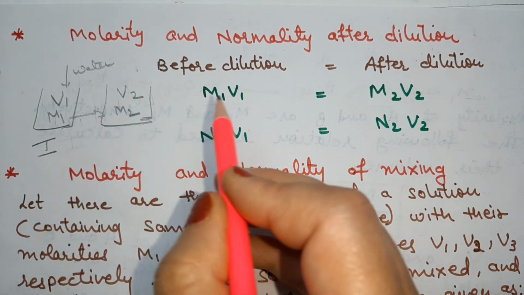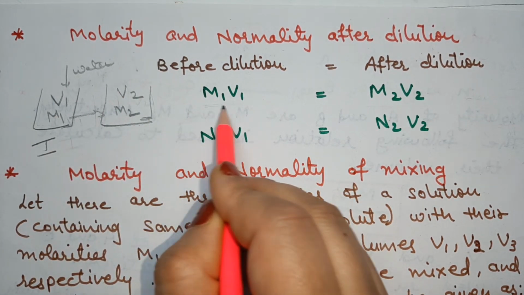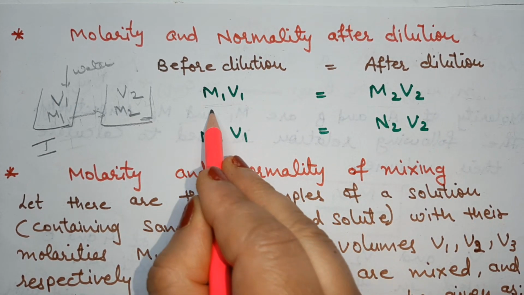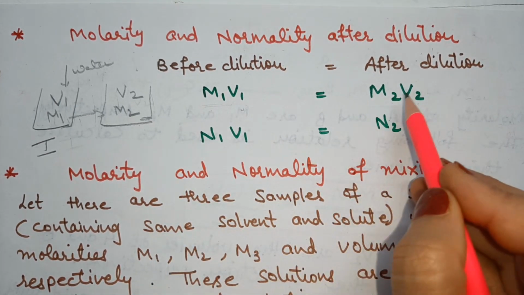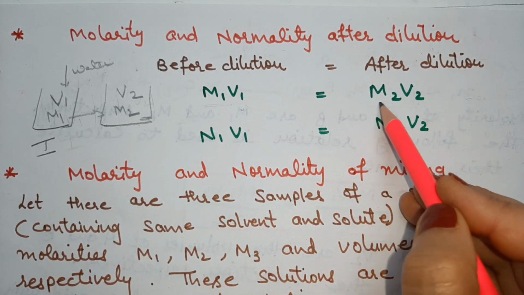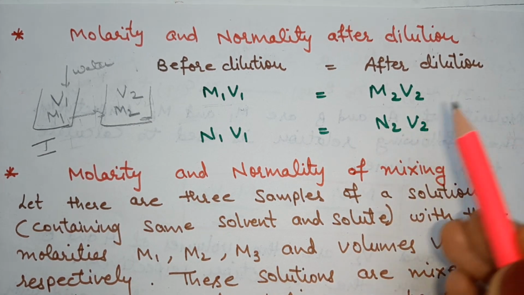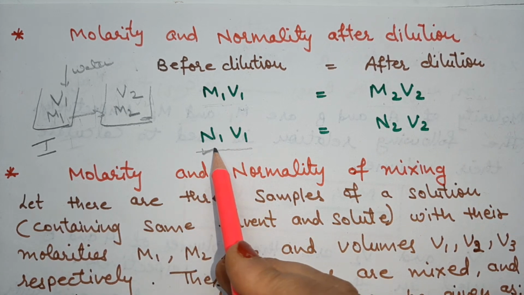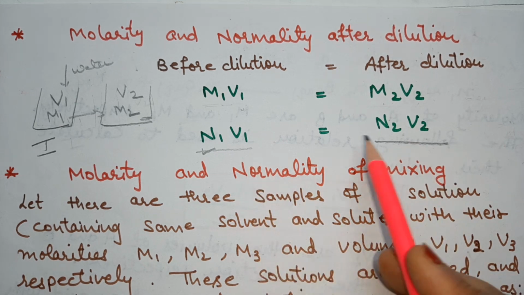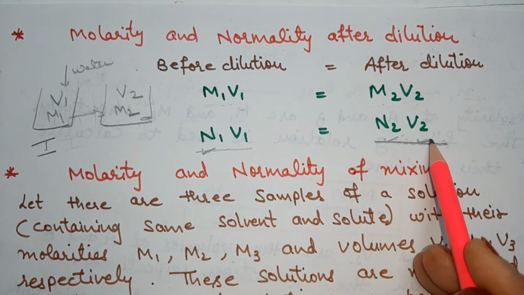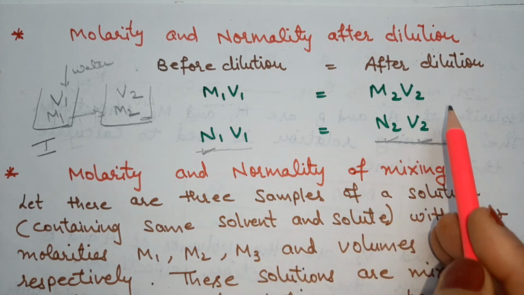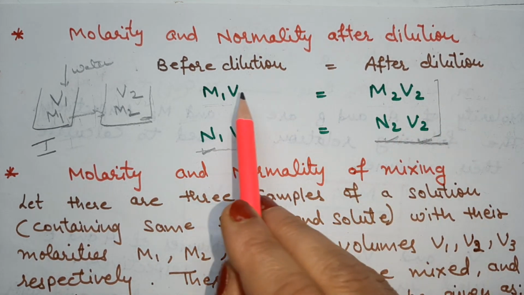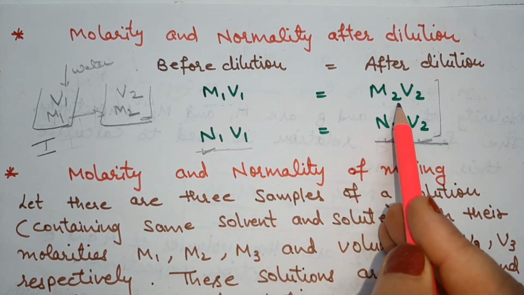So we can equate these two as M1 V1 is equal to M2 V2, where M1 V1 is the molarity and volume before dilution and M2 V2 is the molarity and volume after dilution. The same is applicable if, instead of molarity, normality is taken: the normality changes to N2 and the volume changes to V2. So these two formulas can be used for calculating any one of these quantities if it is not given.